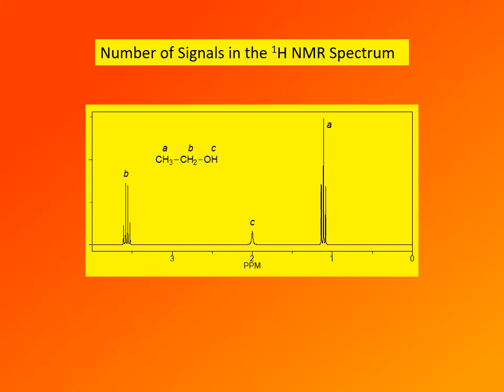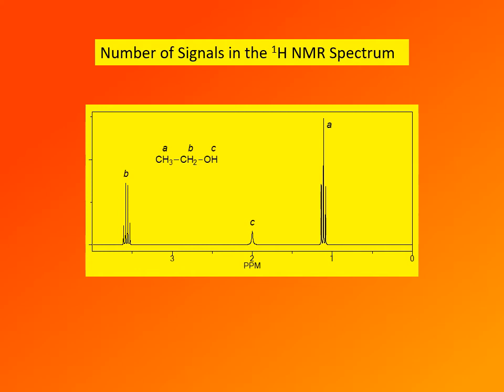Here we have a proton NMR of ethanol. Note that in ethanol we have 3 types of protons. They are labeled here as A, B, and C. So methyl group has 3 identical protons. They're labeled as A. Then methylene group, CH2, has 2 identical protons. They're labeled as B. And finally, there is the proton attached to oxygen, C.